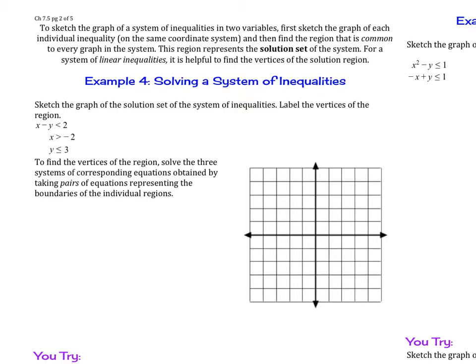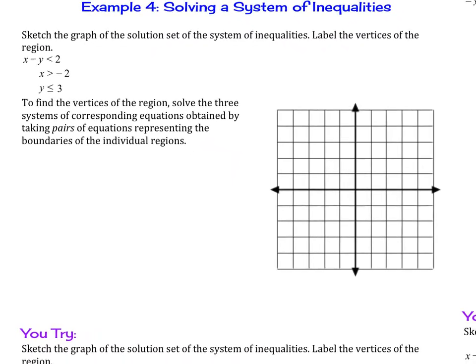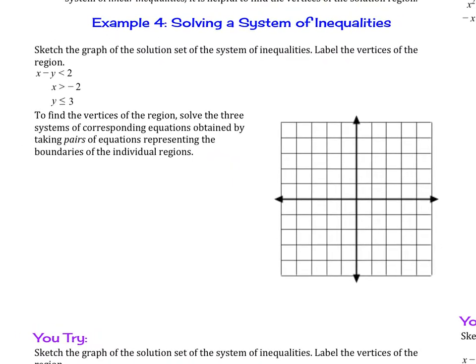So we do need to figure those out, and we can do that graphically, but sometimes we can't, and so we have to solve the system. So let's sketch the graph of the solution set of the system of inequalities. Then we're going to label the vertices of the region. So let's do that first. So let's graph each of these.